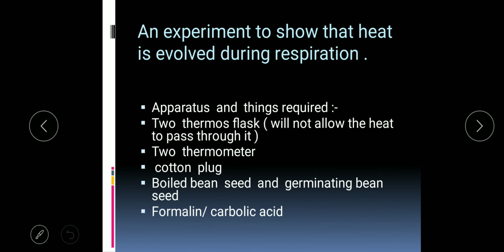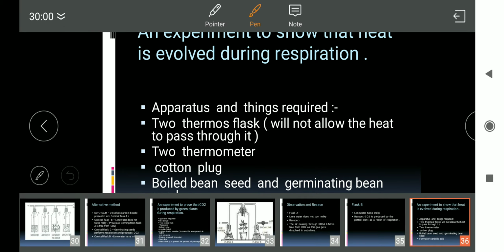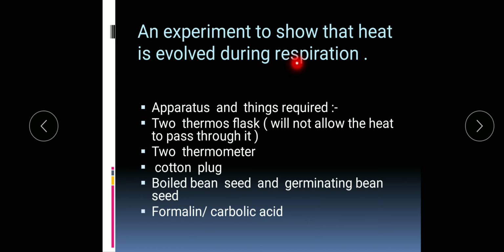Okay. Next we have to see another experiment to show that heat is evolved during respiration. So what are the apparatus and things required for this experiment? We need two thermos flasks. And why we need the thermos flask? Because it will not allow the heat to pass through it. Then we need two thermometers, we need cotton plug, we need boiled bean seed and germinating bean seed.